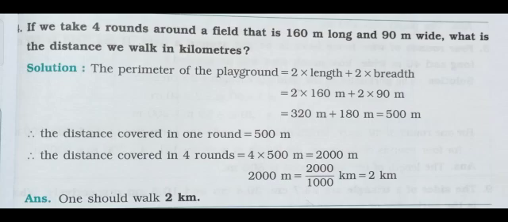But what they have asked is, what is the distance we walk in kilometers? They haven't asked for the distance in meters, they have asked for the distance in kilometers. So you have to convert these meters into kilometers. So you have to convert 2000 into kilometers. So 1 kilometer is equal to 1000 meter. So 2000 divided by 1000 is equal to 2 kilometers. So one should walk for 2 kilometers. Clear?